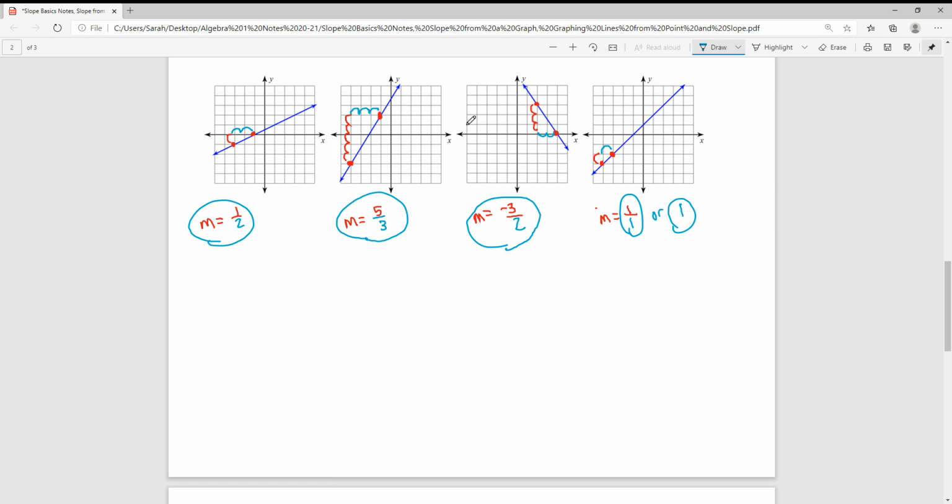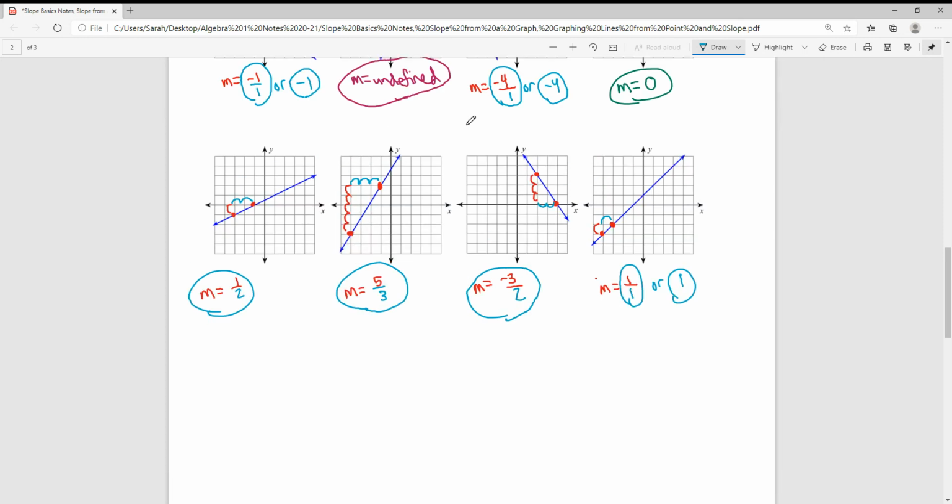So if you're given a graph with a line on it, count from one point that works nicely to the next one going to the right that works nicely. How many have gone up or down is the top number of your slope. How many have gone to the right is the bottom number of your slope.